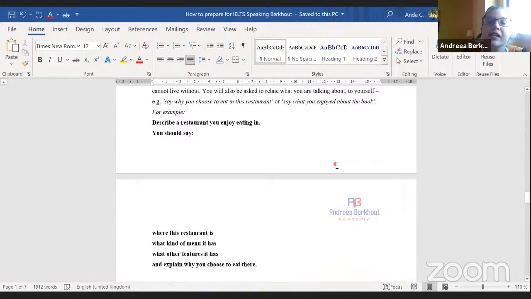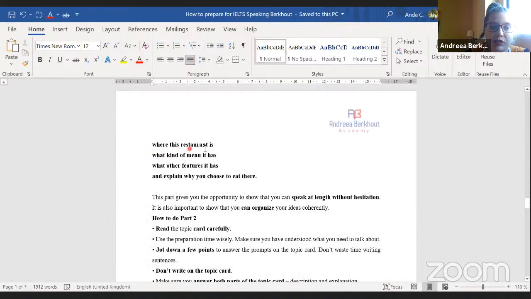And let's look at an example of task 2. Describe a restaurant you enjoy eating in. You should say where this restaurant is, what kind of menu it has, what other features it has, why you choose to eat there. And if you mention all of this and you still haven't spoken for 1.5 minutes at least, you can add some other details.